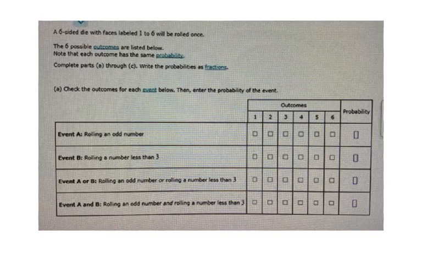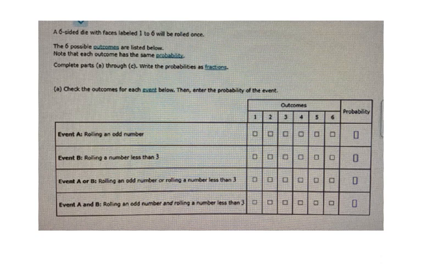So I've decided just to use one of the problems we had in our ALEKS to help explain. We have a 6-sided die, with faces labeled 1 to 6, that will be rolled once. The 6 possible outcomes are listed, and note that each outcome has the same probability. Complete parts A through C. So there are going to be 3 different slides here, and we're going to write the probability in fractions.